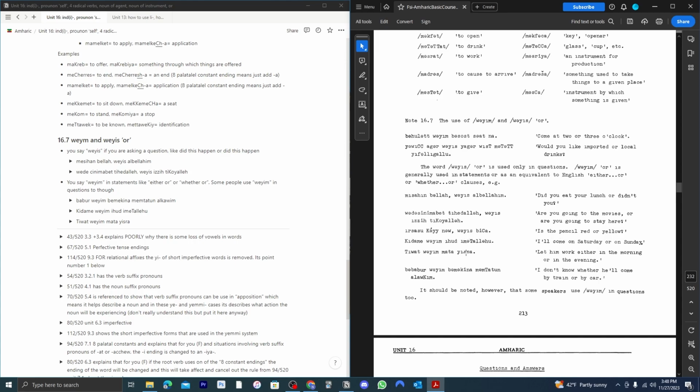Tawat wayam mata yisra, let him yisra is not imperative actually, I forget what it's called, but it's in that class of conjugations. Like let him work. Tawat is morning, wayam mata, so let him work morning or night, in the morning or in the evening. Babor wayam bamekina memt un alaukum. Whether he will come by train or by car, I do not know.